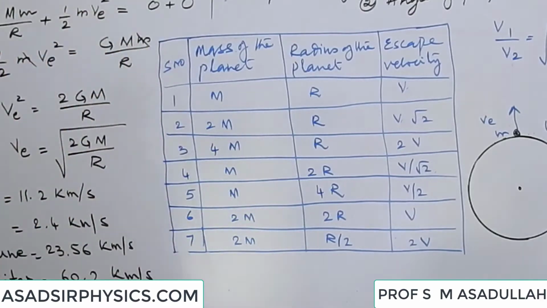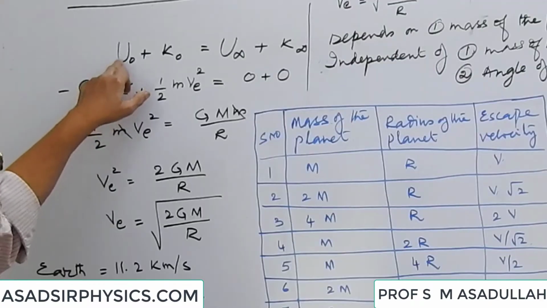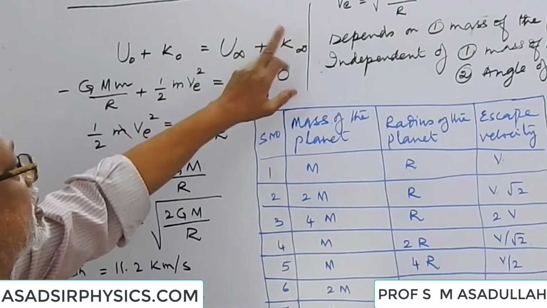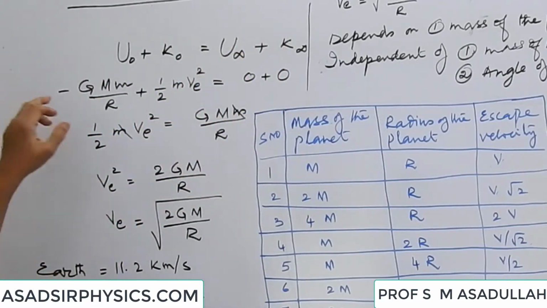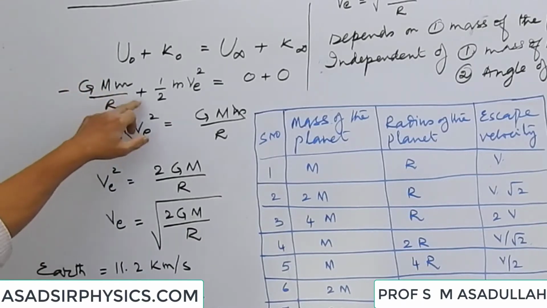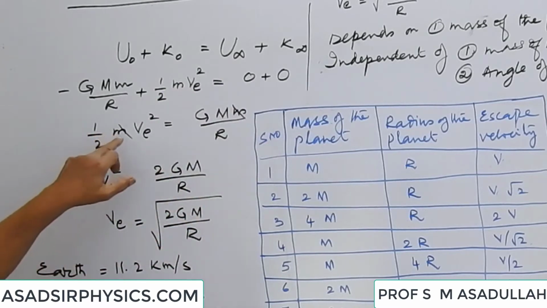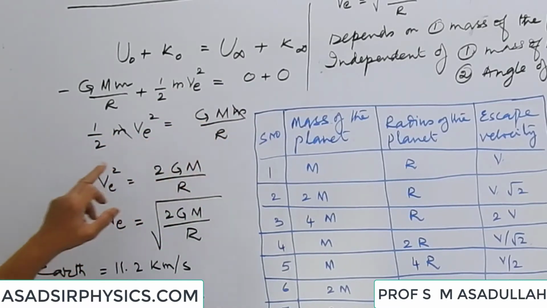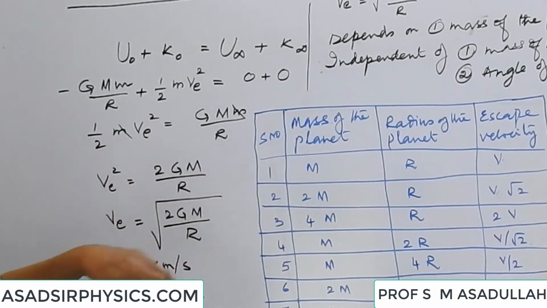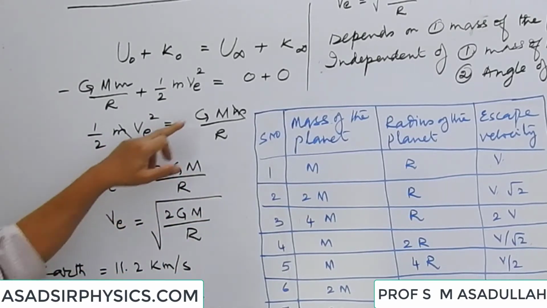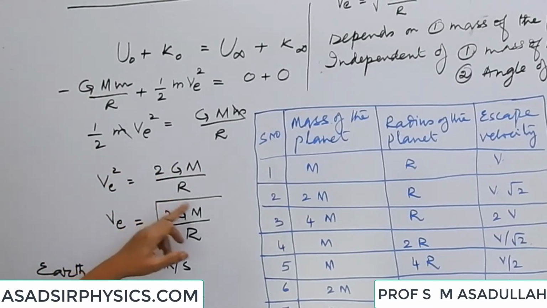So applying initial potential energy plus initial kinetic energy is equal to final potential energy plus final kinetic energy, we have minus GMm by R plus half mv square is equal to 0 plus 0, or half mv square is equal to GMm by R. We can cancel m here, then v square is equal to 2GM by R, or v is equal to under root 2GM by R. This is the formula for the escape velocity of any body.